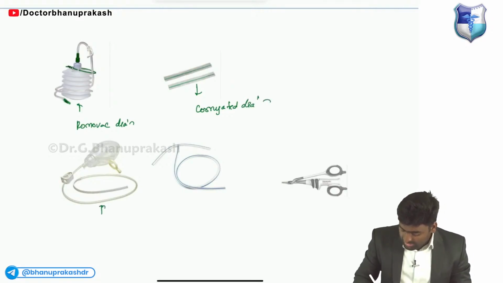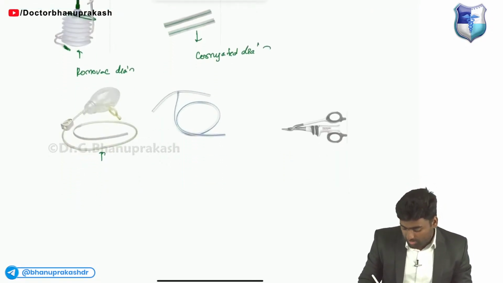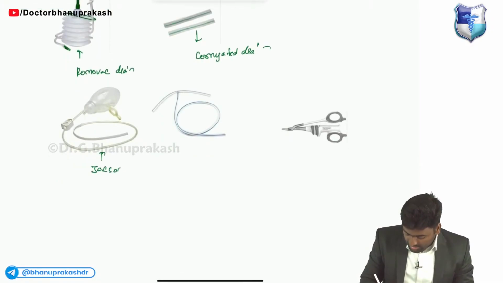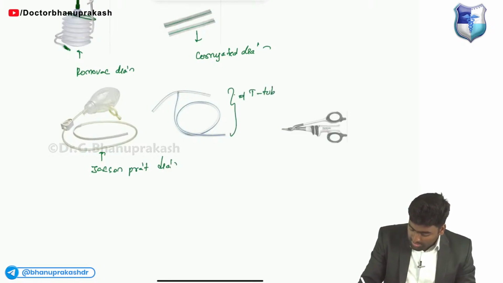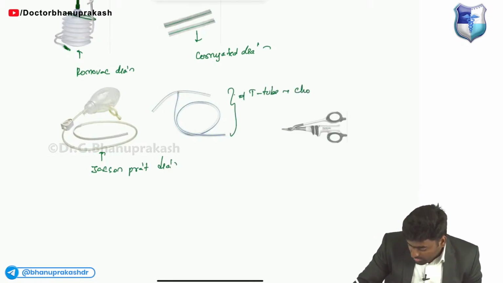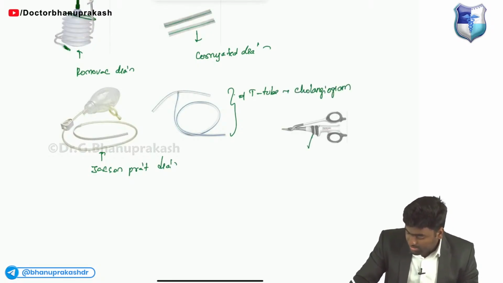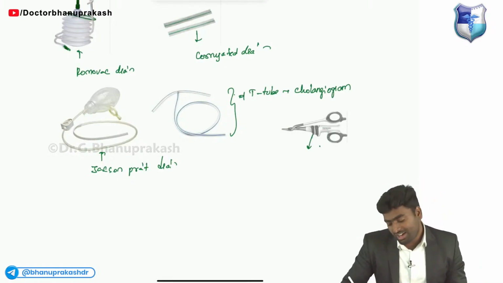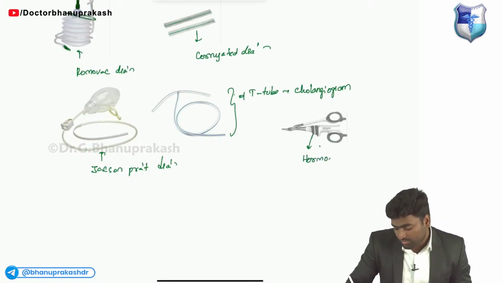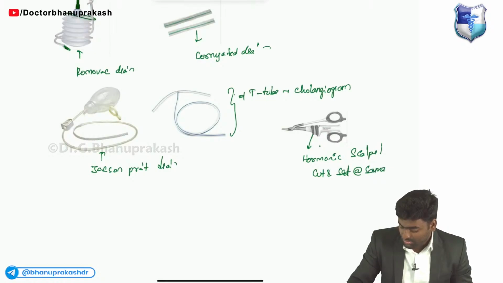And next, this is the semi-closed drain, which is the Jackson-Pratt drain. This is the T-tube, which is used for cholangiogram. And next, this is the harmonic scalpel. This one can cut and seal at the same time.